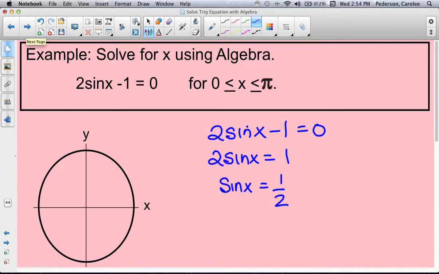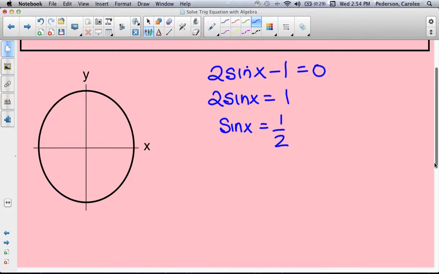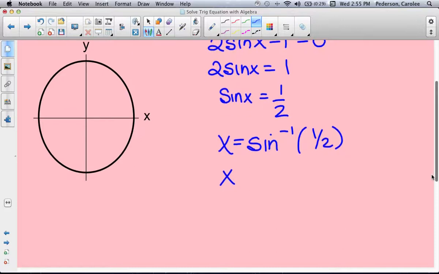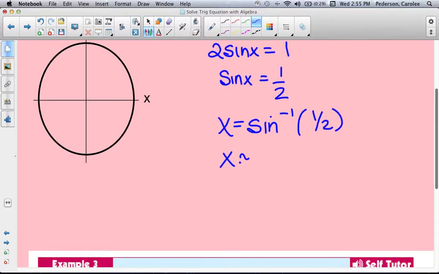What do we do to solve for x? We need to use inverse trig. So we say x equals sine inverse of 1/2. Then you could use your calculator, depending on what mode you like. In this case, it's asking us for a radian measure from 0 to pi. So if we were to use our calculator, we would make sure it is in radian mode, and the sine inverse will give us our radians.